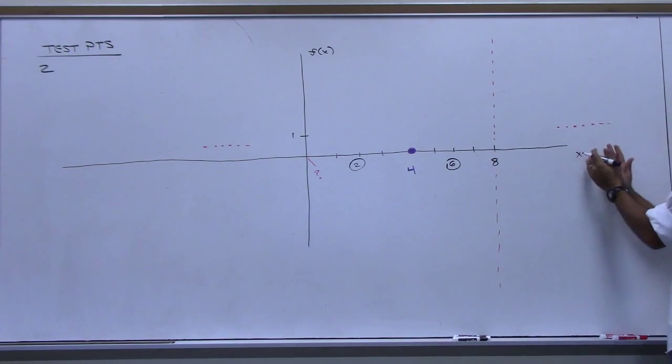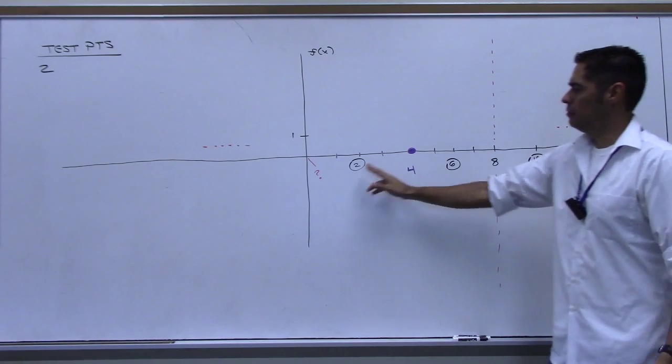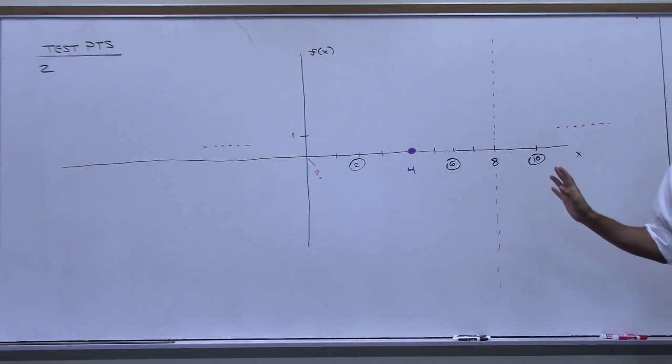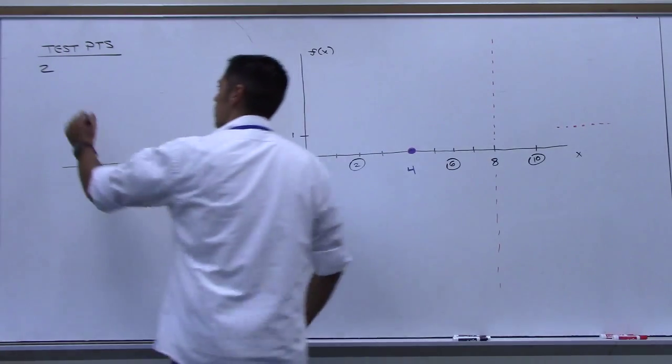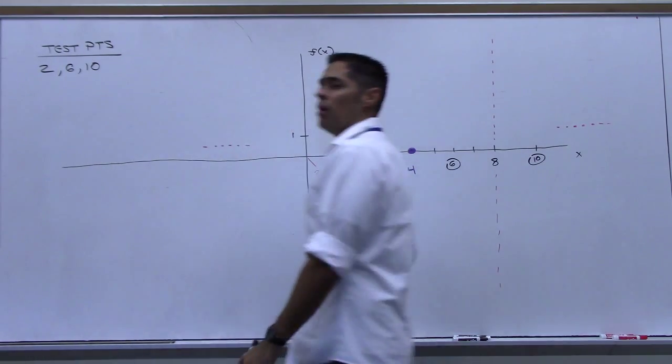And then anything over here? 10? Why am I circling these? Because I'm only testing them. I'm just letting you know those are the points I'm testing. I'm not putting dots at these points. So 2, 6, and 10. And where do you want to plug those in?